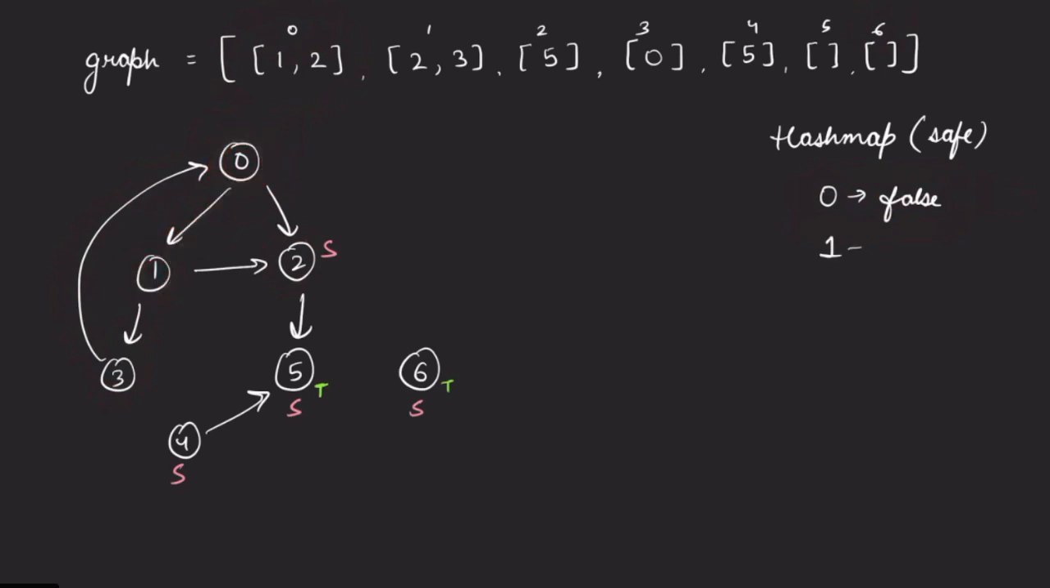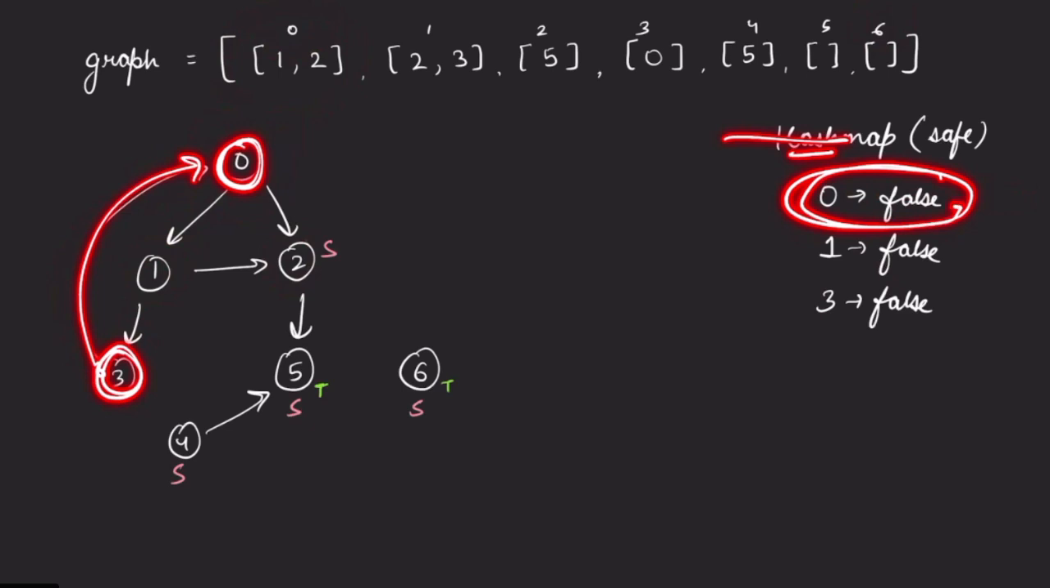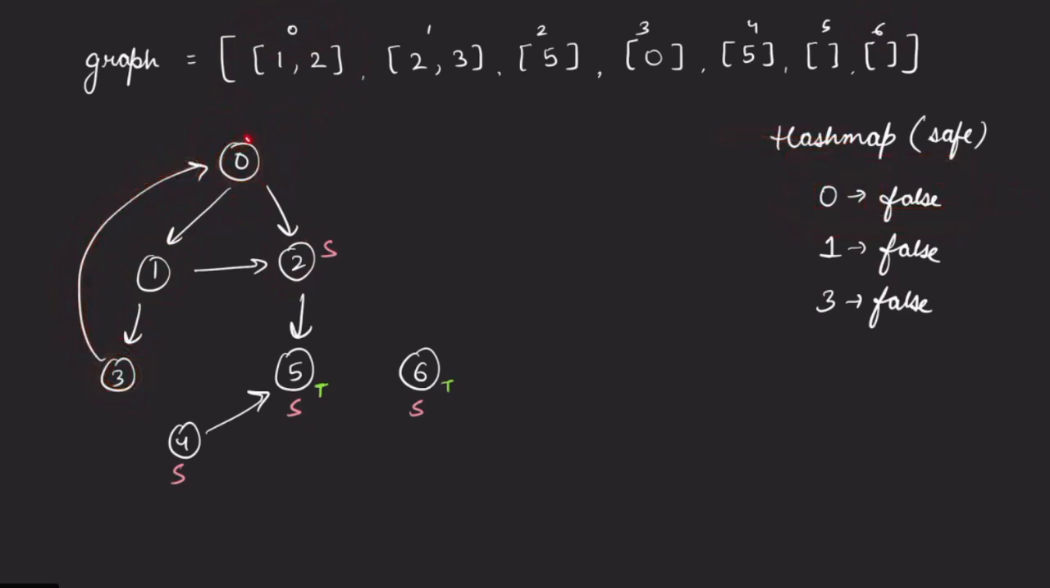So we will update 1 over here with the value as false. Then from 1, we will go to node 3, right? Now node 3, we will update here with the value as false, right? Now this node 3 is going to node 0. Now node 0, we can see it is already present in the hash map with the value as false. Now this is denoting that we are visiting 0 for the second time, and since its value is false, this is a cycle that is being performed, right?